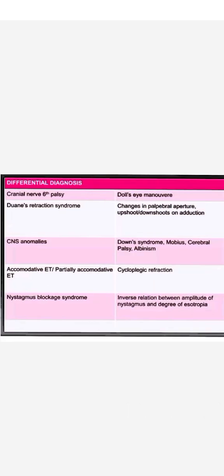Lag syndrome: early onset ET, DVD, nystagmus, vertical deviations of the non-fixating eye. Differential diagnosis: cranial nerve 6 paralysis, Duane's retraction syndrome with change in palpebral aperture, upshoot and downshoot on adduction, CNS anomalies such as Down syndrome and cerebral palsy, and accommodative ET, diagnosed by cycloplegic refraction. Nystagmus blockage syndrome shows an inverse relation between amplitude of nystagmus and degree of esotropia.